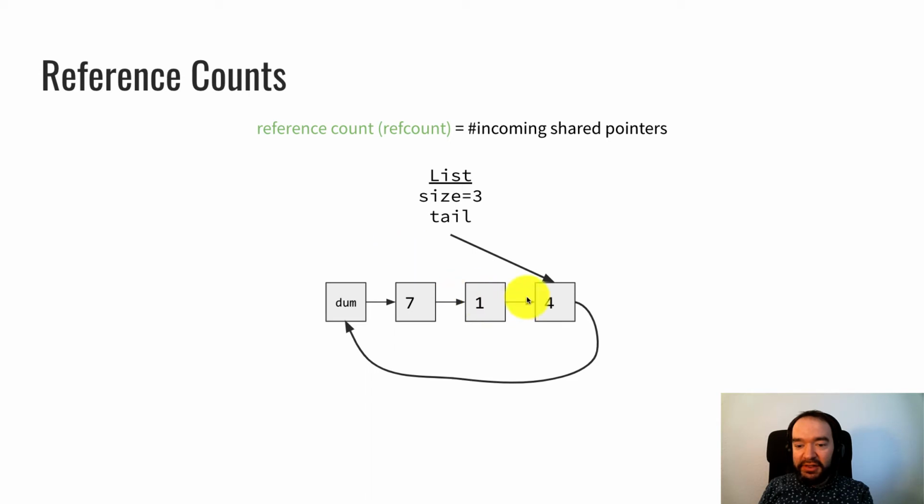All right, let's sketch how this is happening. So here's our familiar 3-element singly linked list. It's got the circular links. I'm going to draw the reference counts in green. We call these ref counts for short. And visually, the ref count of an object is the number of incoming shared pointers.